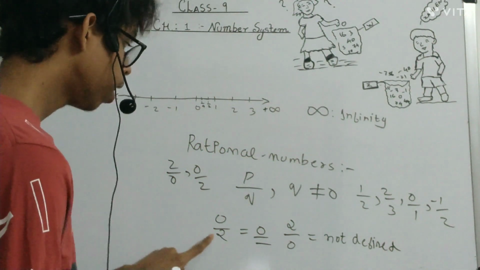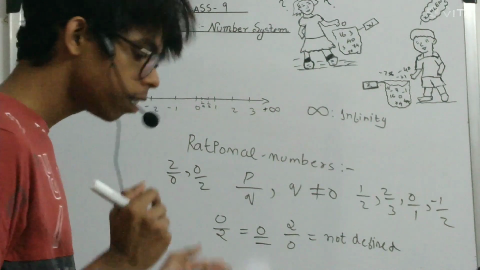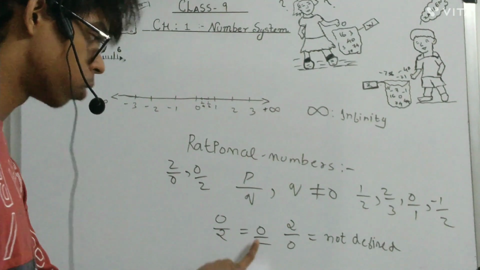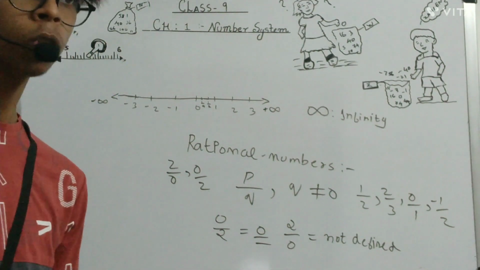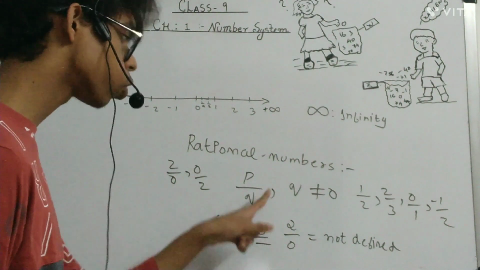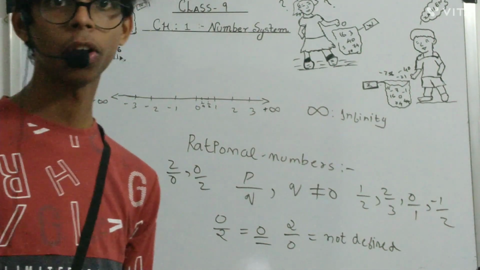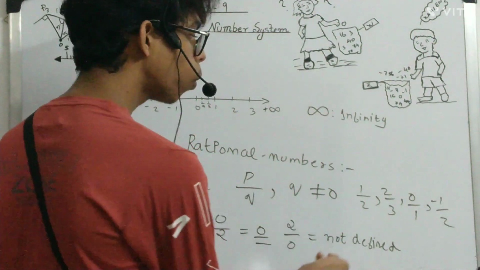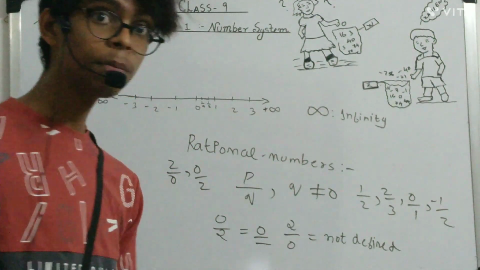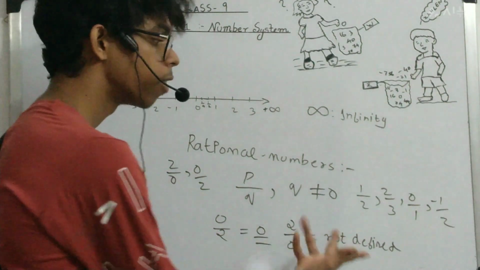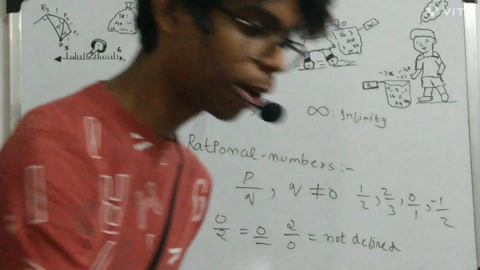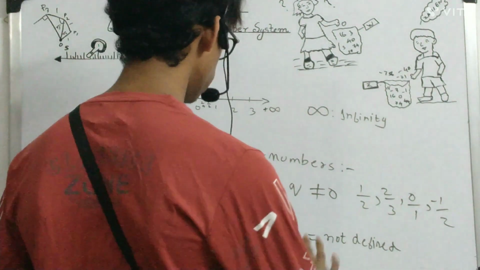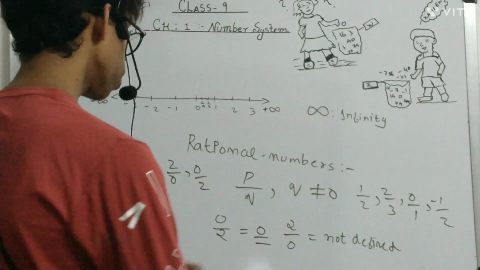0 by 2, if the numerator is 0, then it means that from 2 chocolates you are giving no chocolate, so it is 0. And here, if he has no chocolate at all, from where can you give him 2 chocolates? Such a situation is always not defined. I hope I am clear. That is why in the definition they are saying q not equal to 0. So if q becomes equal to 0, what will happen? Such a situation will be not defined in mathematics. So we always say q not equal to 0. I hope you understood about rational numbers also.